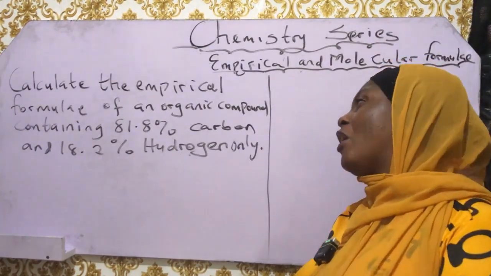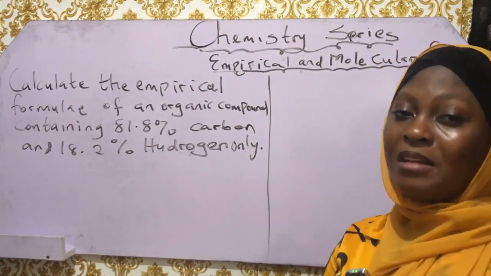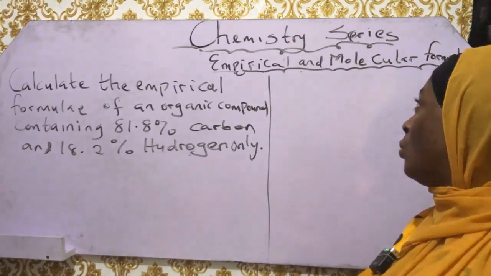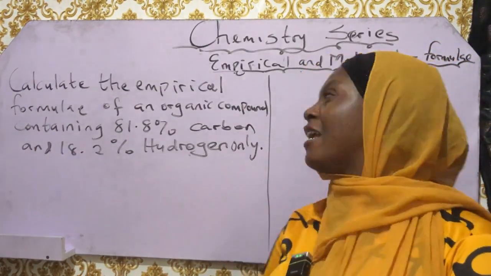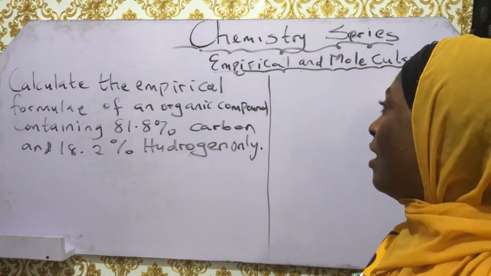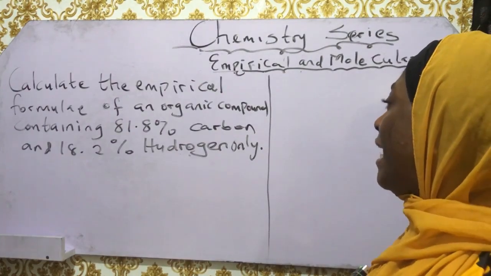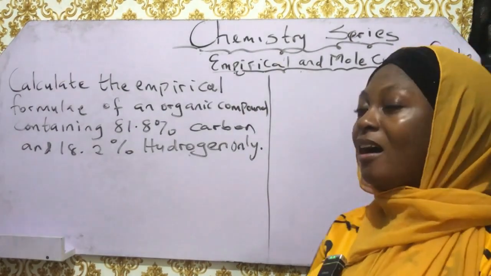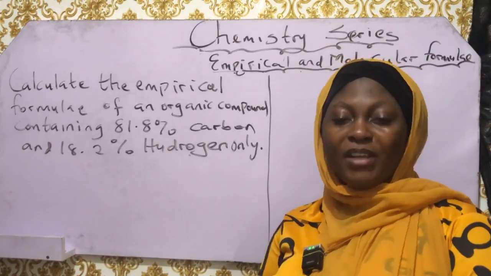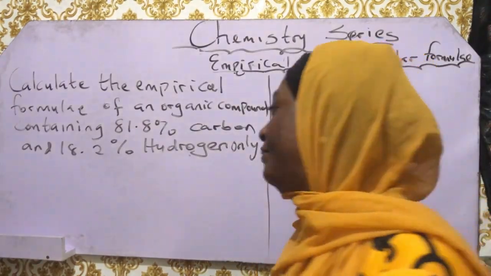In today's class, we are going to be solving more examples on empirical and molecular formula. Let's consider the question we have on the board. Calculate the empirical formula of an organic compound containing 81.8% carbon and 18.2% hydrogen only. So let's try to solve this question together.